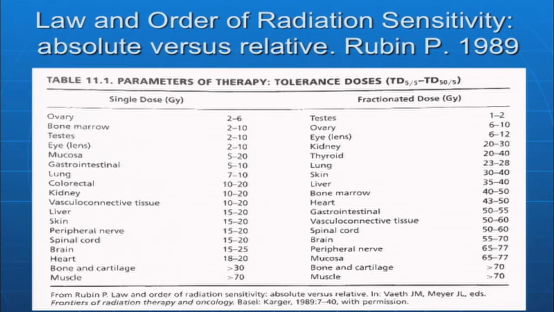As you can see in the lens, the TD5/5 in single dose fraction is 2 gray. The TD50/5 for the lens is 10 gray. Now, when you fractionate radiation, we can actually go to higher doses. It increases to 6 gray for the lens and 12 gray when you fractionate radiation, for causing cataracts.